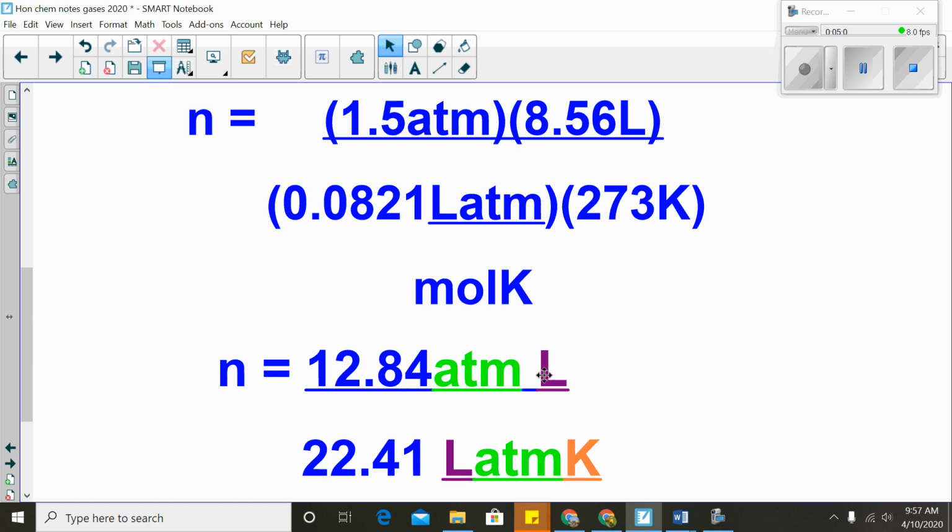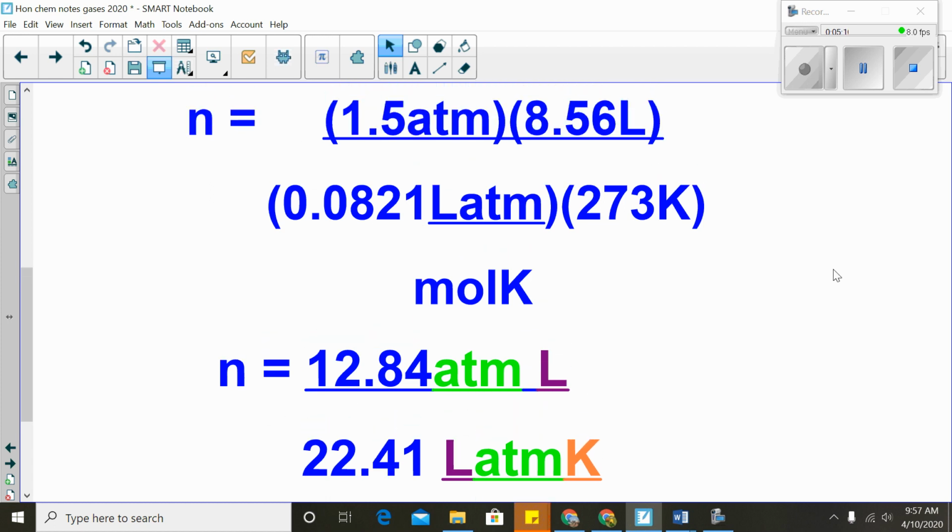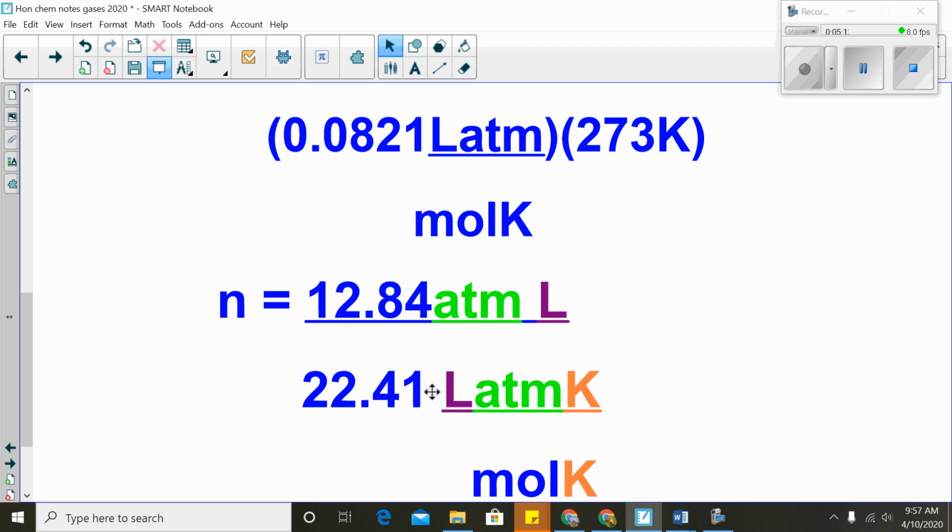ATM and L are still there. Now on the bottom, 0.0821 times 273 is 22.41. Now all of my units haven't gone anywhere, right? So my liter, just like liter up here, is purple. ATM is green. I put K in orange. And then this hasn't disappeared, right?